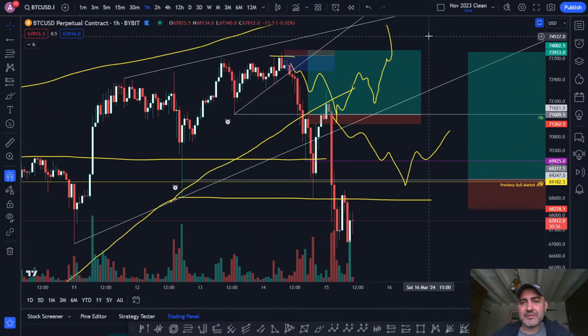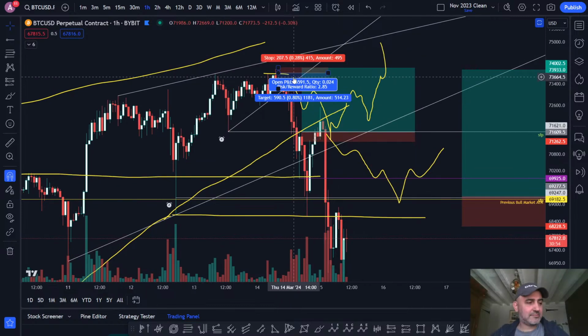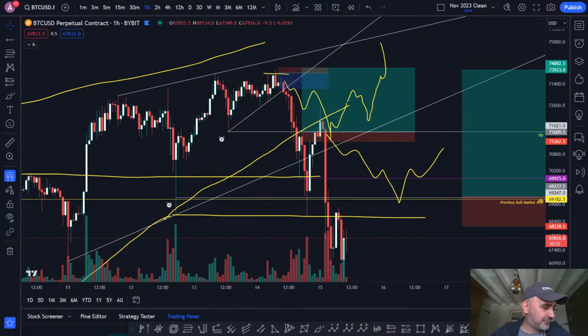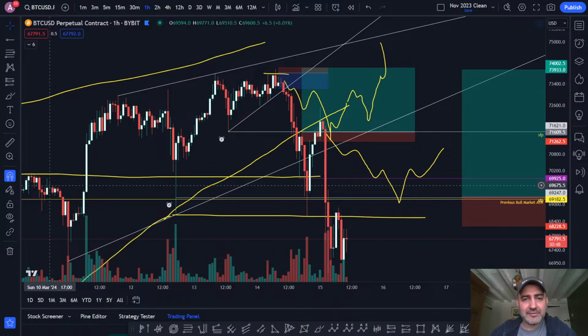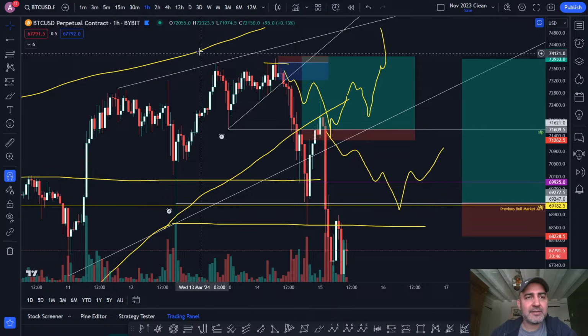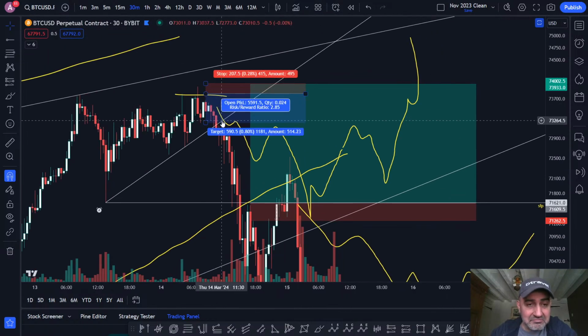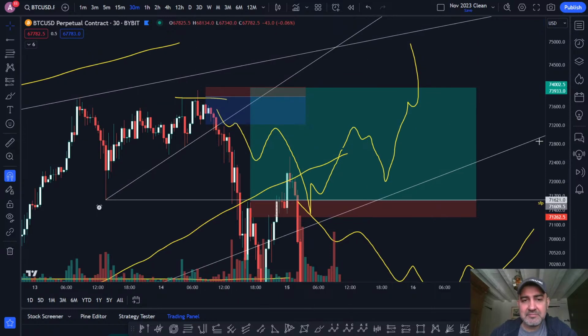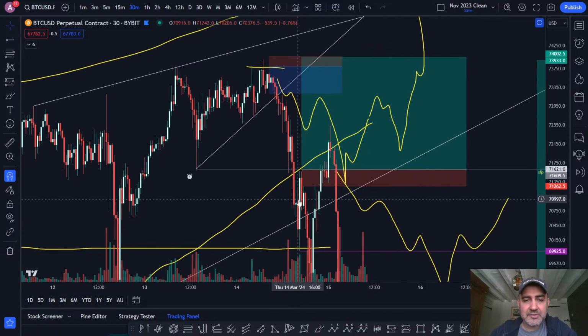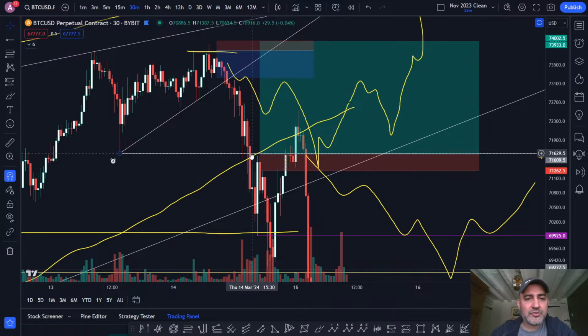So in the morning, we were all in shorts. Well, I was, but that was the short in the morning, basically. It broke that line, just went down. There was a long trade to be had here.